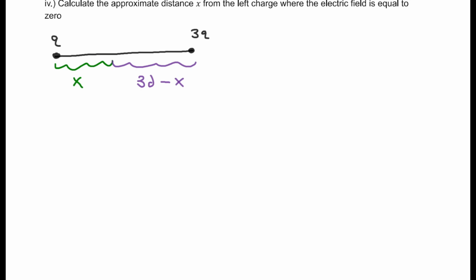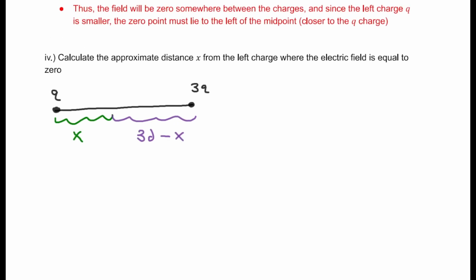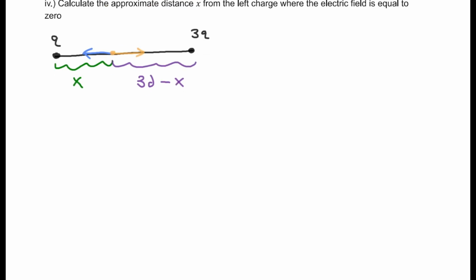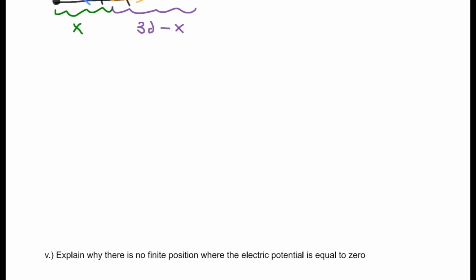So, in order for the fields to cancel at the point of interest, the leftward field from the 3q has to exactly be balanced by the rightward field from the positive q. These two fields have to be equal and opposite, and they have to exactly cancel. So we can write ourselves an equation: the magnitude of E from the q has to equal the magnitude of E from the 3q. And we just apply our expression for electric field magnitude, kq over r squared.